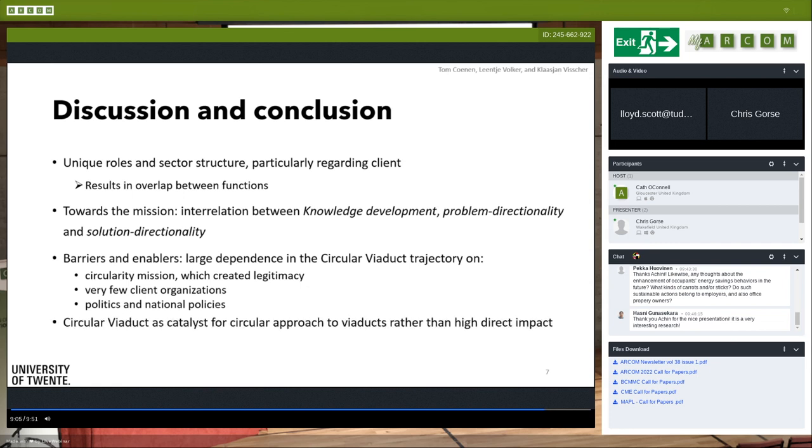And finally, the impact of the circular viaduct on circularity in terms of environmental impact turned out to be very limited. However, the enthusiasm it created within the wider sector led to several initiatives regarding more circular initiatives. So this teaches us that the ways in which progress and success of those circular innovations are determined often don't do justice to the actual impact initiatives have on the systems in the long run. And this is particularly important regarding the development of, for example, indicators for circularity or sustainability.